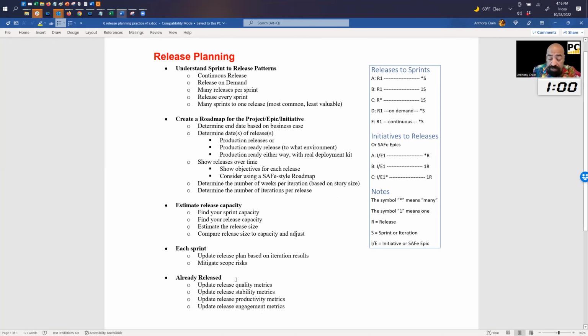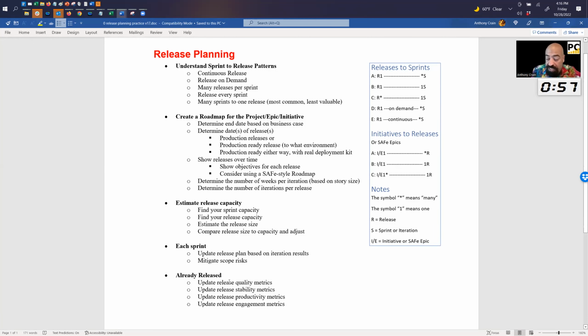And if you've already released, then you should have metrics on that release that you're monitoring: quality metrics, stability metrics, productivity metrics, and engagement metrics, all different kinds of great metrics. We have separate videos about metrics. Okay, so wow, I'm down to 1 minute here. So the only thing that we can get deeper into is this one. So let's do it. In the kit, we have techniques for how to find your sprint capacity.